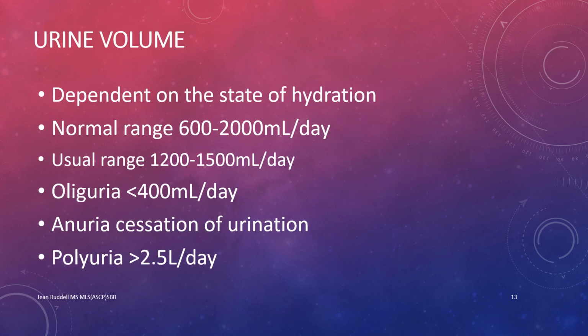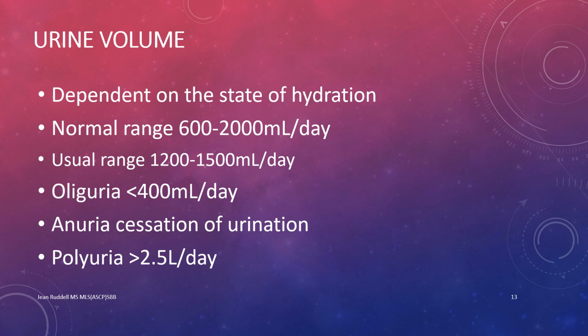Urine volume. The volume of urine that a person excretes each day is dependent on their state of hydration. The normal range for an adult is 600 to 2,000 milliliters per day, but the usual range for adults is 1,200 to 1,500 milliliters per day. Abnormal urine volume terms include oliguria, which is a decrease in the volume below 400 milliliters per day and is usually caused by dehydration. Anuria is a cessation of urination and is usually caused by kidney damage or a decrease in blood flow to the kidneys through the renal artery.